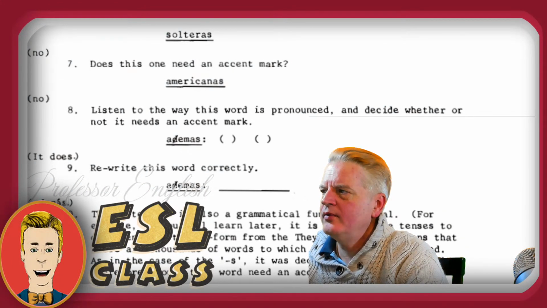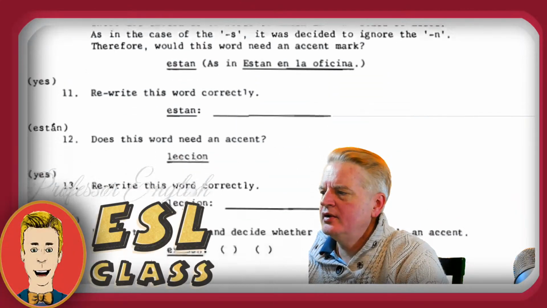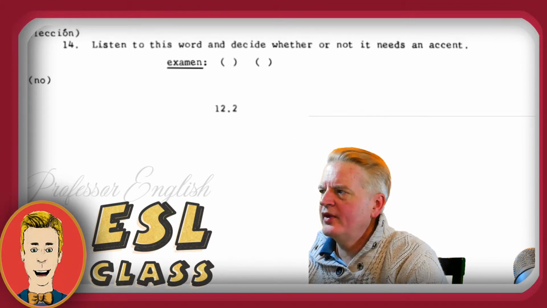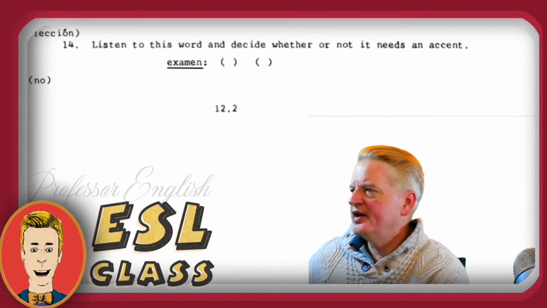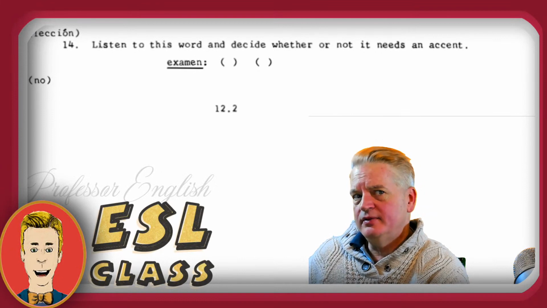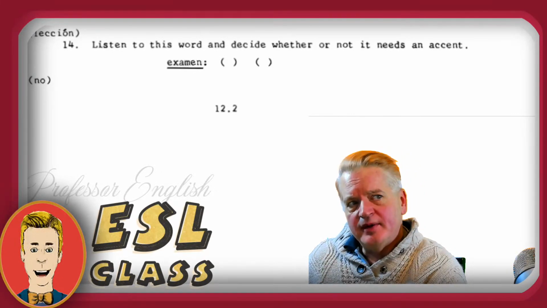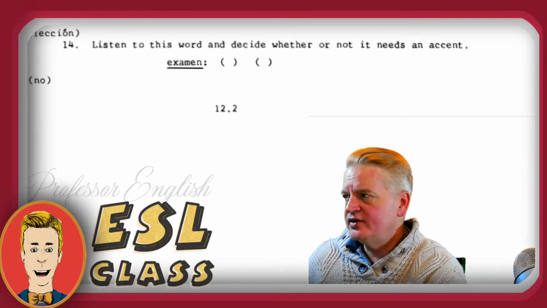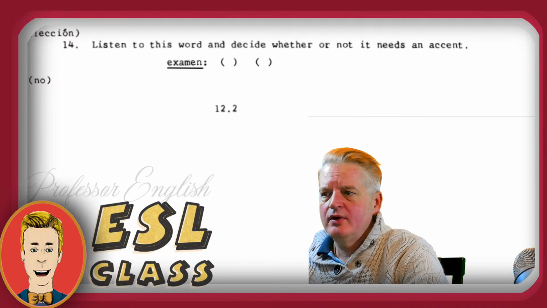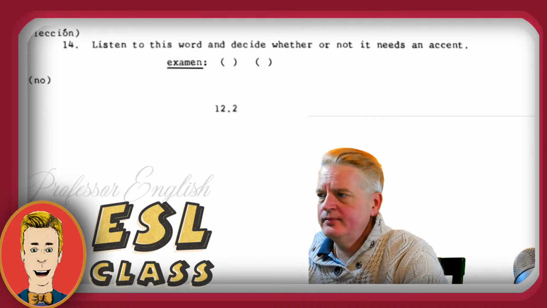Además. Number 14. Examen. They're really skipping 14. What's going on here? Listen to this word and decide whether or not it needs an accent. Examen. Well, the accent's on the A, so no, it doesn't need an accent, because normally that's where the accent should be, on the second to last syllable. Examen. Number 15.